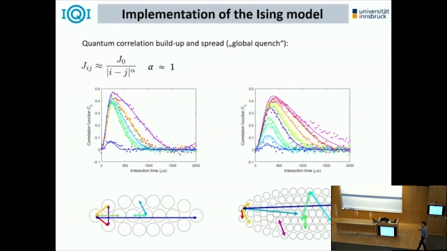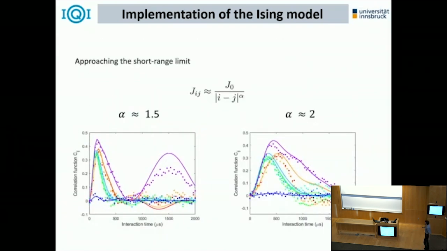If we now go to short range, that's actually experimentally more challenging because you have to fight against decoherence. But even there, I would say the overlap is still sufficiently okay. And for instance, for this case of alpha equals 2. So that's usually what we refer to as global quench.